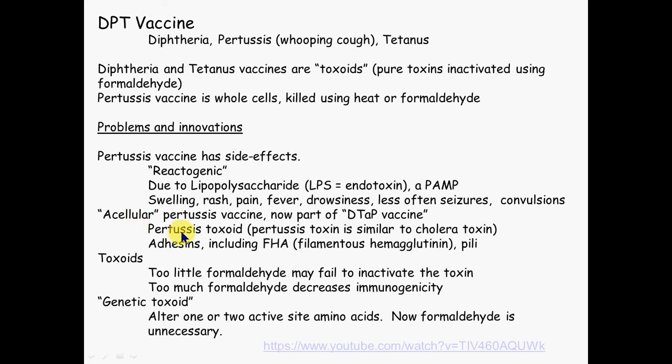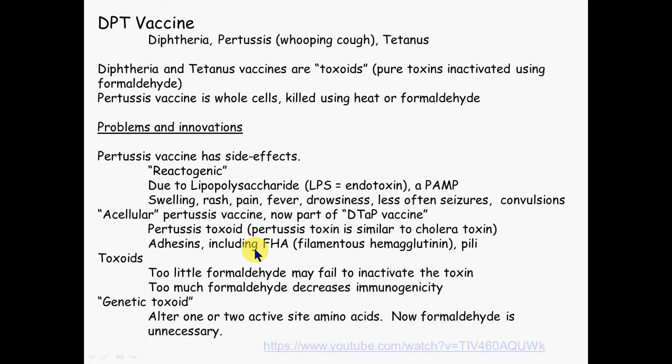They have pertussis toxin, which is kind of like cholera toxin. The next slide is a picture of it. The point is it's a toxin, and they make it harmless. I'll come back to that. And they also added in some adhesins. It doesn't matter what it's called, but it's an adhesin. And pili are also used by this bug, so they add some of those in. So you have this one toxin made harmless, and then you have these two adhesins, and that replaces the whole cells.